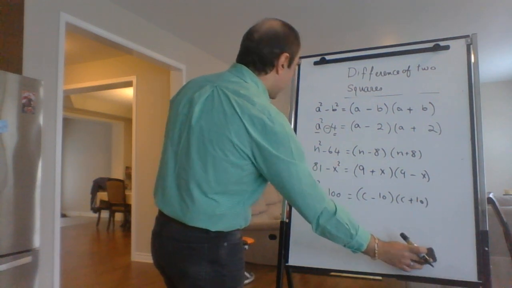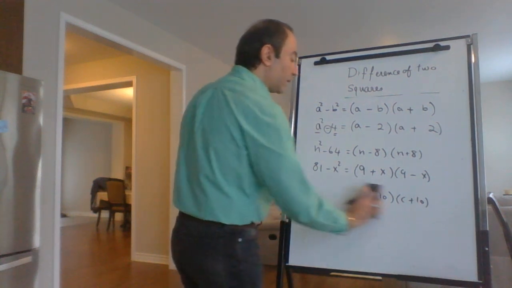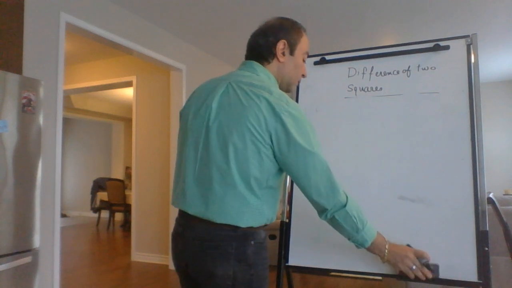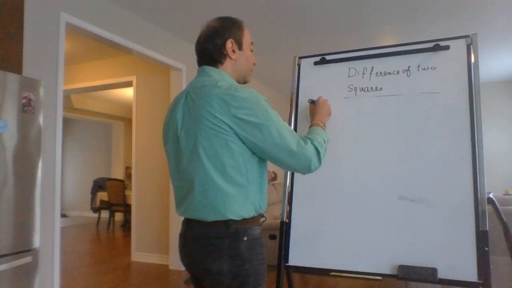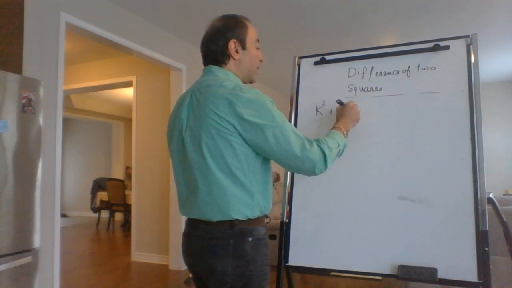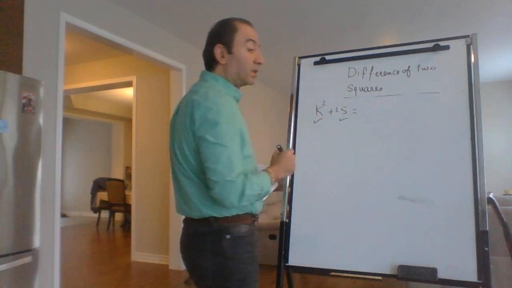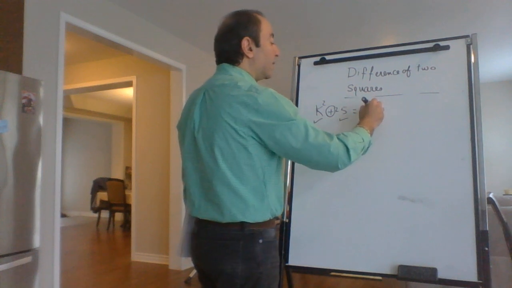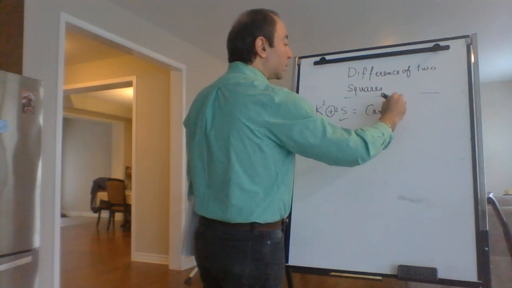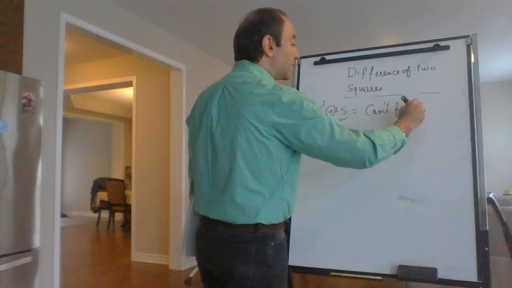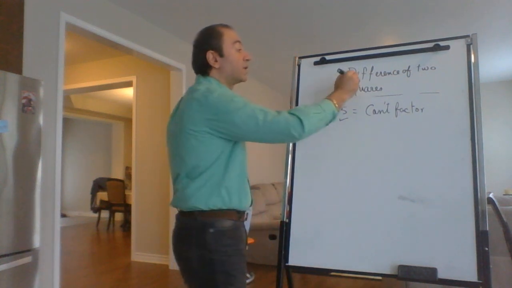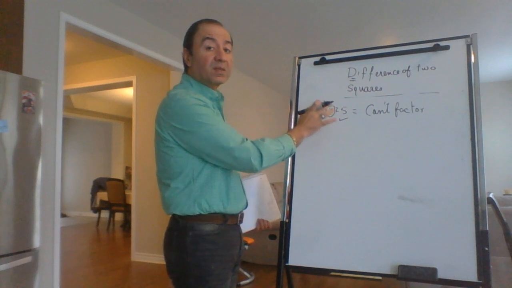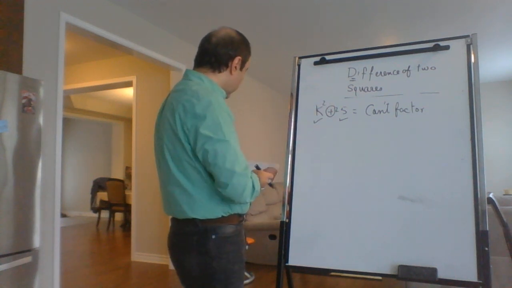Okay? Now, let us have a tricky one. k squared plus 25. Here I have a perfect square and a perfect square, but this is not a difference. This is plus. So we cannot factor it simply. We must have a minus in between. It is called difference of two squares. So it must be a difference between two perfect squares to factor.